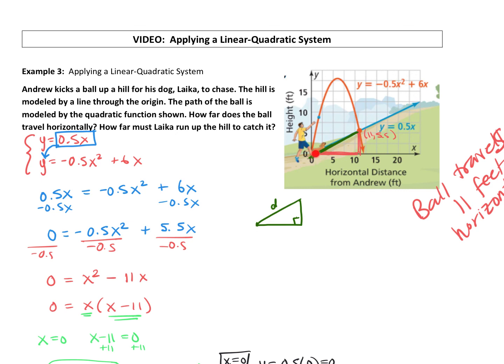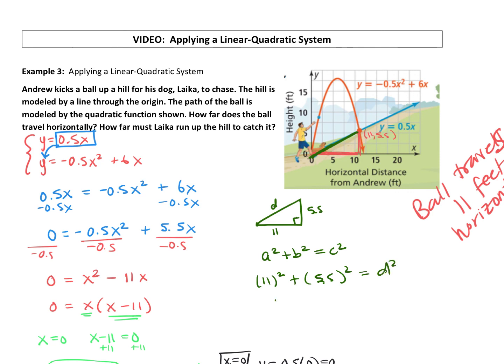Do you see, all I did was I pulled this right triangle from the graph and I carried it down. These two sides of our triangle are that ordered pair, over 11, up 5.5. So we know this is 11, this is 5.5. Does anybody remember how to find the third side of a right triangle? That's right, Pythagorean theorem. So we're going to plug in 11 and 5.5 for the A and B. So 11 squared plus 5.5 squared equals D squared.